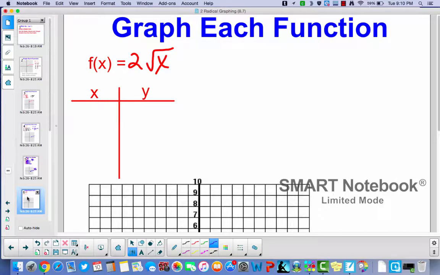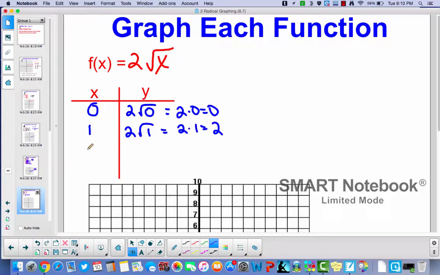Okay. Now, what do you think is going to happen if we multiply our result by 2? Well, let's try it. So let's put a 0 in. So I have 2 times the square root of 0. But the square root of 0 is 0. So 2 times 0 is 0. If I put a 1 in, I have 2 times the square root of 1. But the square root of 1 is 1, so 2 times 1 is 2. 2 isn't a nice number.